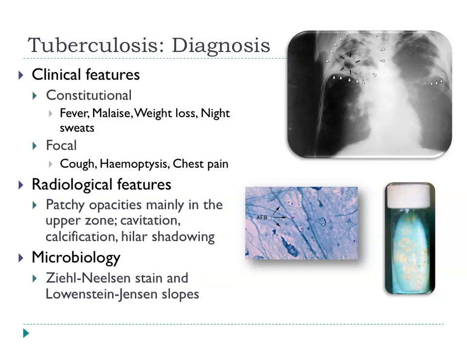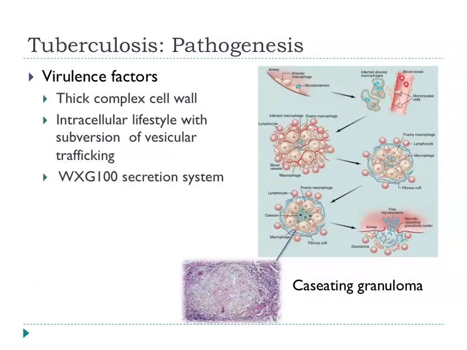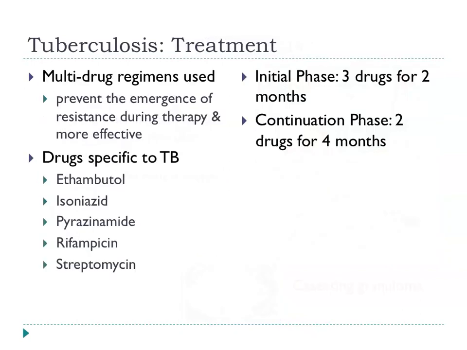So when we want to stain this, we don't use the Gram stain. We use something called the Ziehl-Neelsen stain. I'll say more about this in a later lecture, and we grow it on specific slopes. In terms of virulence factors, there's a lot known, but we still don't really understand it all. They have a very thick, complex cell wall. They live inside macrophages, and they cause a particular lesion known as the caseating granuloma, which has a characteristic picture down the microscope. Treatment is very difficult.